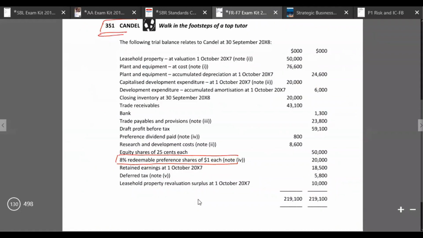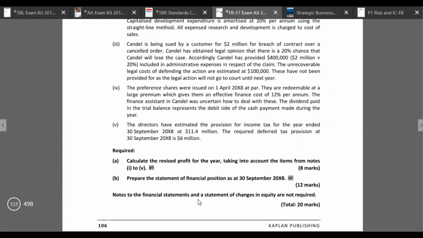Now, in the exam, you have been given this Candle question, 8% redeemable preference shares. The balance is simply 20,000. This is the balance as per the trial balance. And they have said that you have to look at note number 4. Now we'll be looking at note number 4.